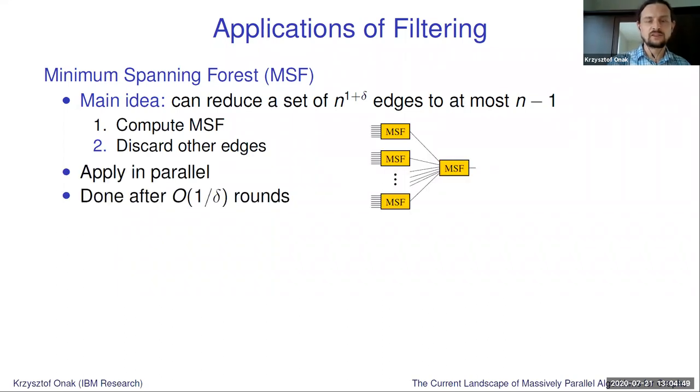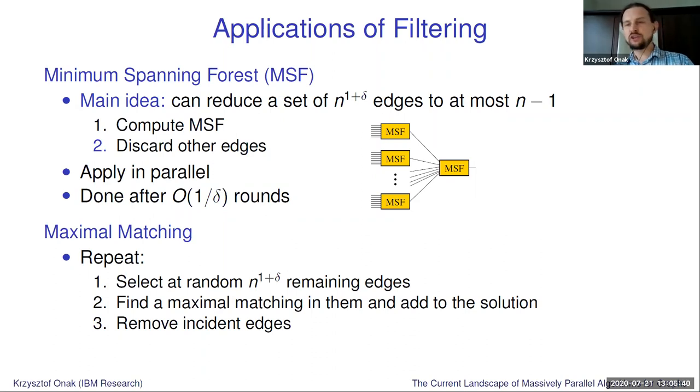So how do you turn this idea into an algorithm? Basically you're going to apply it in parallel. In parallel, you're going to use multiple machines to reduce the number of edges from n to the 1 plus delta to n. All those machines are going to be reducing the size of the set of edges that was assigned to them by a factor of n to the delta. Then you can repeat the process. You eliminate some edges, then you do the same thing in the next round and so on. You can think of this as a big circuit that proceeds in a number of rounds. So you're going to be done after one over delta rounds.